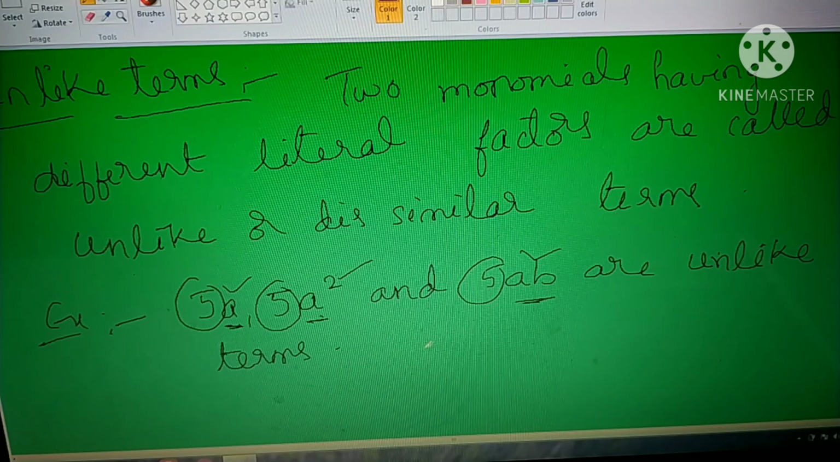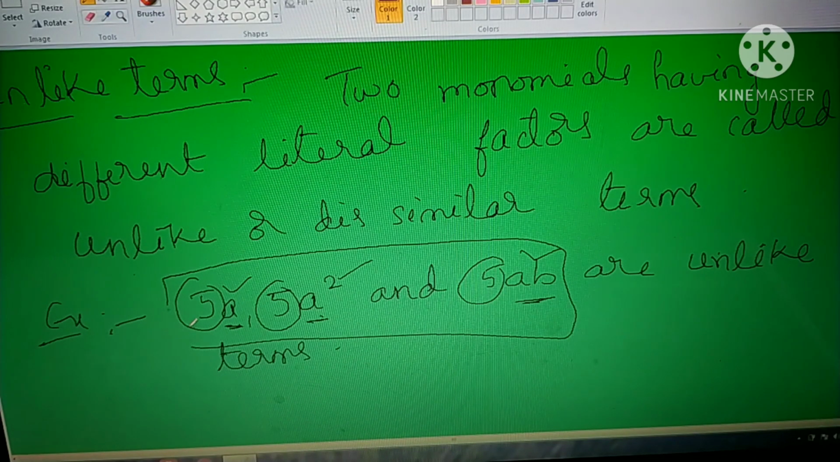Having different literal factors, these terms will be called unlike terms. Understood? If we have similar literal factors, then we call those terms like terms. If we don't, then those terms will be called unlike terms. Understood?